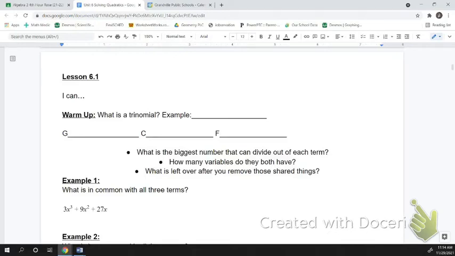Focus on identifying the greatest common factor.